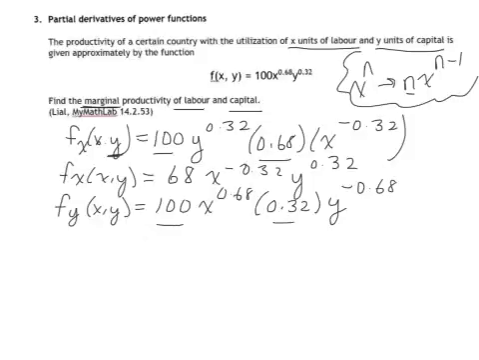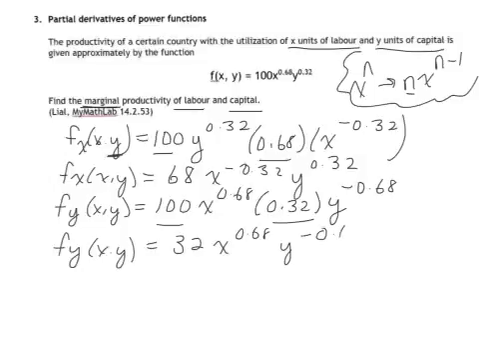Again, we're going to tidy this up, multiply those two together. And we have 32 x to the 0.68, y to the negative 0.68, which will give us our marginal productivity with respect to capital, because we've changed capital by 1 unit and keeping units of labor constant.